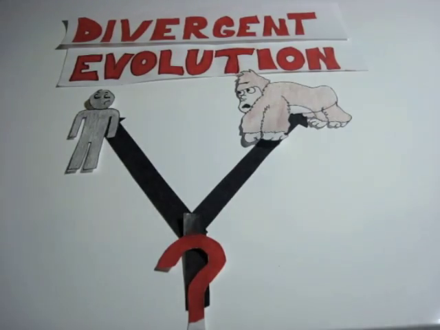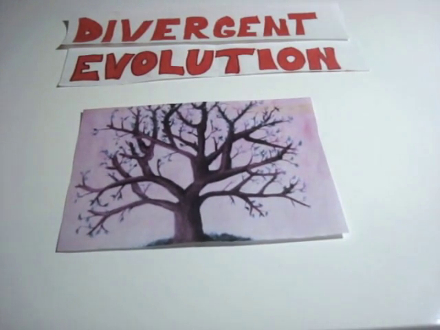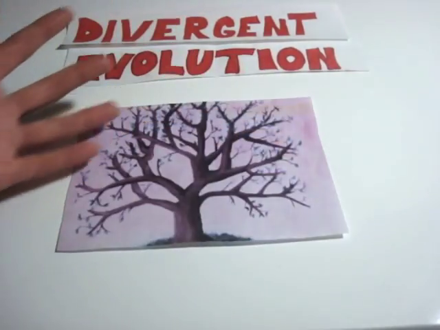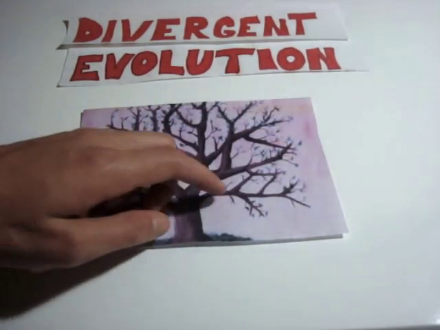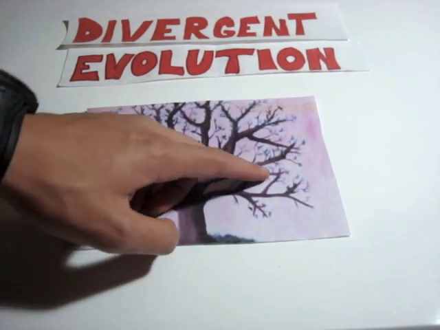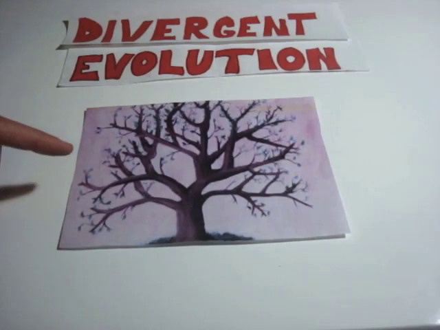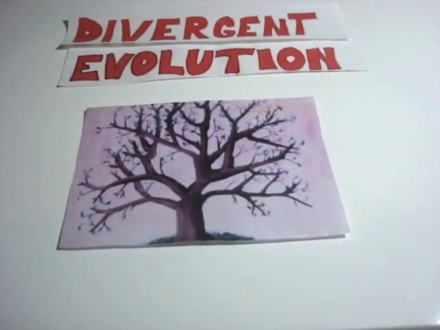from a common ancestor. If seen on a larger scale, divergent evolution is like the tree of life. It is responsible for all the diversity of life on Earth. The species have been evolving into more species, which then evolve into even more species. Thanks to divergent evolution, we have all the different species we have now on Earth.